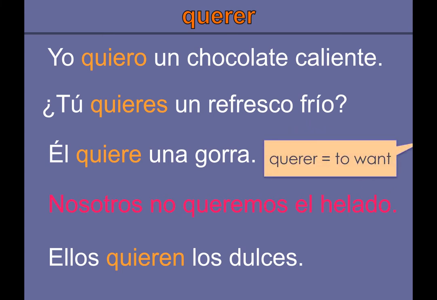What does it mean? To want. I want a hot chocolate. Do you want a cold drink? He wants a hat. We don't want the ice cream. They want the candy. Here, if you notice, we're using querer in the simple form with things. Muy bien. Let's continue and explore a little bit more.